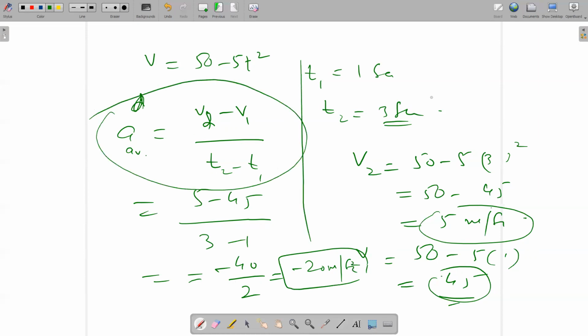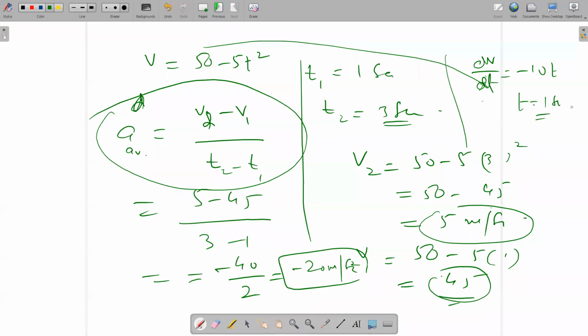But if you want to find the instantaneous acceleration, what will you do? You will find the derivative of this, dv over dt. So dv over dt is minus 10t. So he will ask you to find the acceleration at one particular time. I'm stressing, only one time is given: 1 second, 2 seconds, 3 seconds or 4 seconds. He will not give you two values of time. He will give you only one value of the time. This is my point.